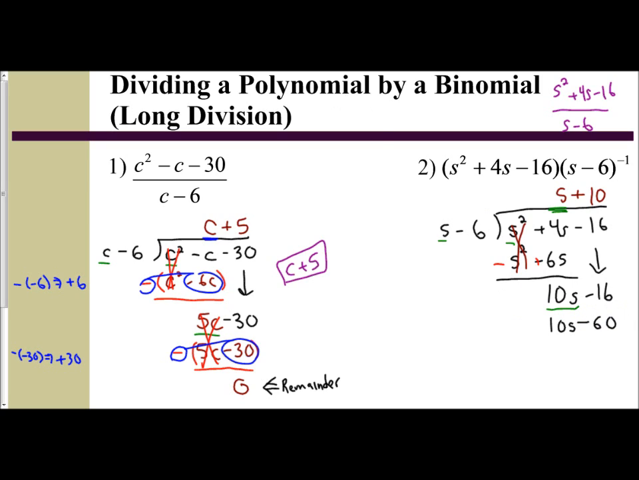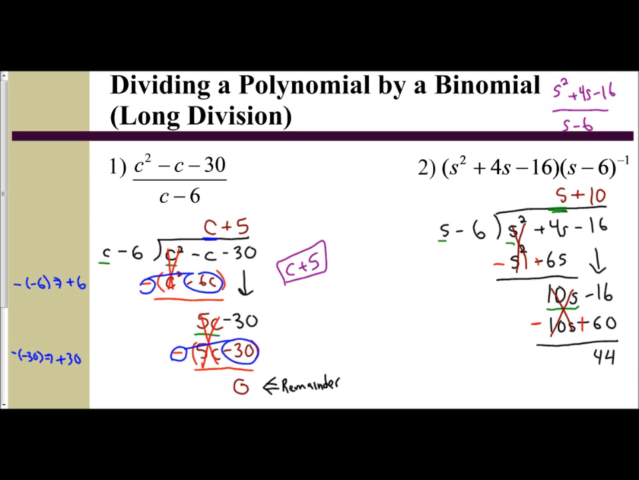Now remember, you subtract. And so I'm going to change all the signs in the bottom. So this positive 10 becomes a negative. The -60 becomes a positive 60. And then I just do the operations. The whole point is to eliminate the first term. And so my 10s minus 10s, they cancel each other out. I have -16 plus 60, which is going to be 44.